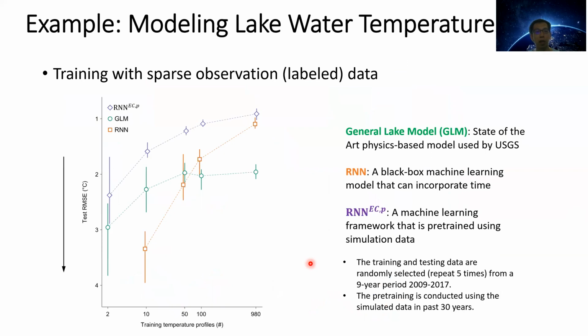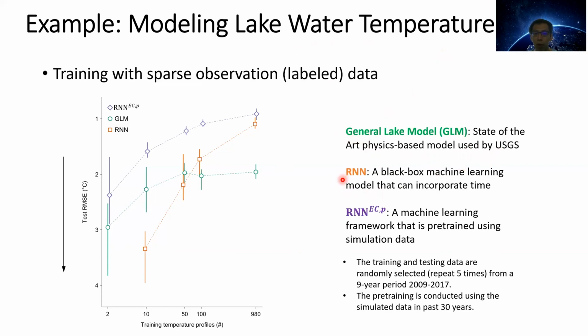And here we've shown some results for the same example of modeling lake water temperature. So these experiments are conducted in Lake Mendota in Wisconsin. And Lake Mendota is actually the most widely studied lake in the US. And here we implemented 3 different types of methods. The first one is the general lake model. This model is a purely physics-based model, or purely based on domain knowledge. And it's also the state of the art for modeling lake water temperature, and it's currently used by USGS.